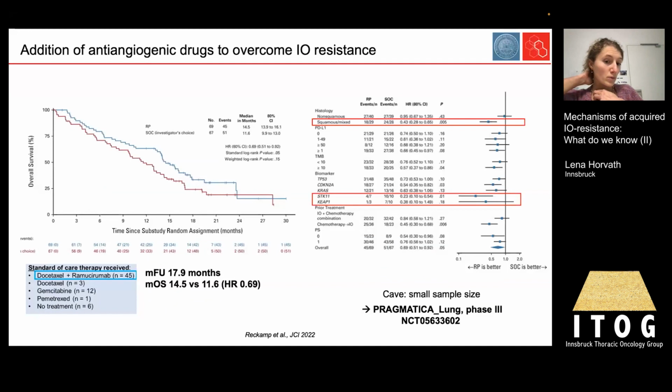And so what this study found was that after a median follow-up of about 18 months, the combination of ramucirumab and pembrolizumab as second-line therapy in acquired IO resistance was able to significantly improve the median overall survival from 11.6 to 14.5 months. And this was actually quite interesting, that in the standard of care arm, 45 patients actually received ramucirumab already. And when you look at the subgroup analysis, of course, this is very preliminary because these were very small patient numbers, but those patients that particularly benefited from this therapy were patients with squamous cell carcinoma histology and also patients that had an STK11 or KEAP1 mutation, which I'm going to come to in the next part.